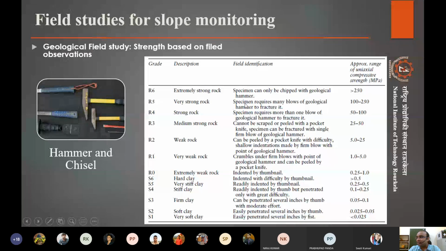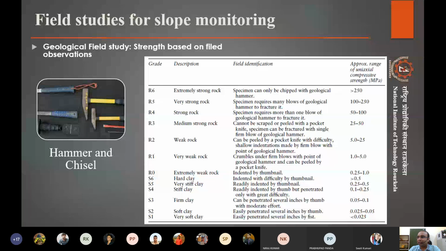So we were seeing these examples of how these categorizations of soil and rocks are done. These basically represent a subjective study, like how a specimen breaks: requires many blows of a geological hammer, requires more than one blow of a geological hammer, or is indented by a thumb, or is scratched by a thumbnail, and so on. So these are all subjective terms. My thumbnail and your thumbnail will be different, right? My strength for striking one blow of a hammer and someone else's strength to do the same will be different.